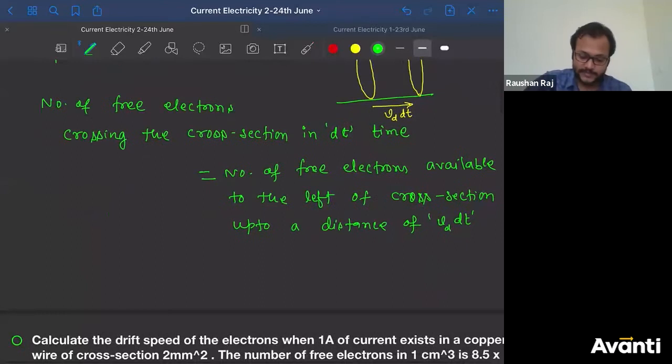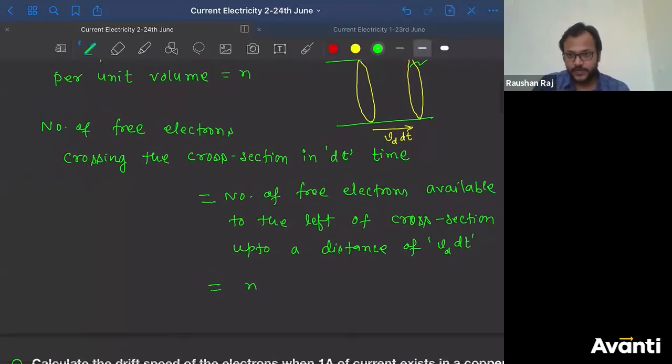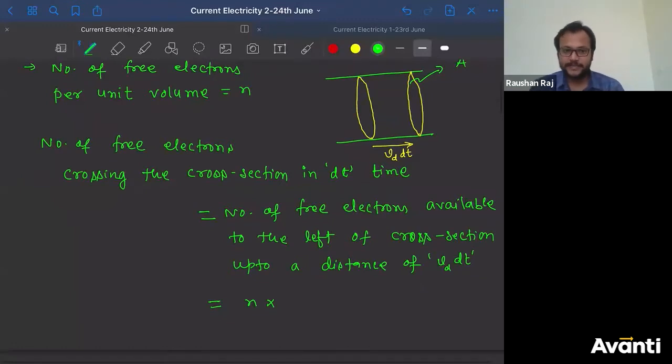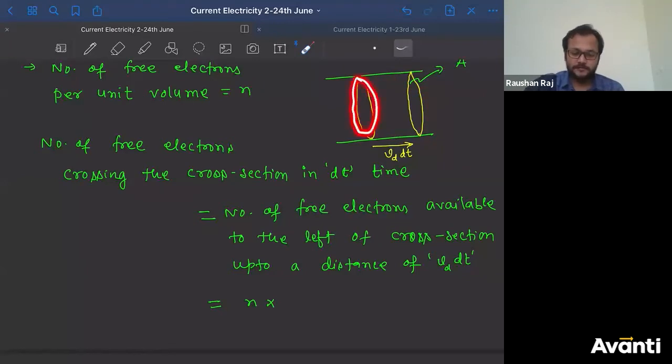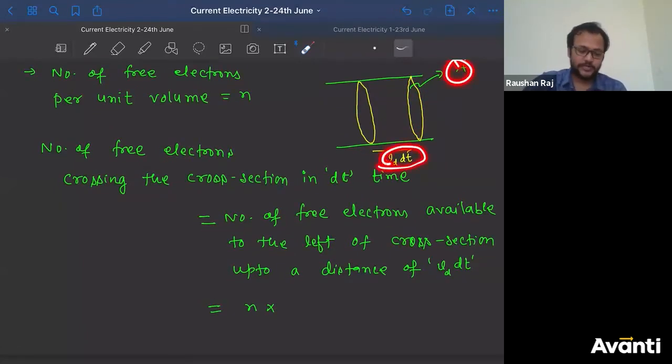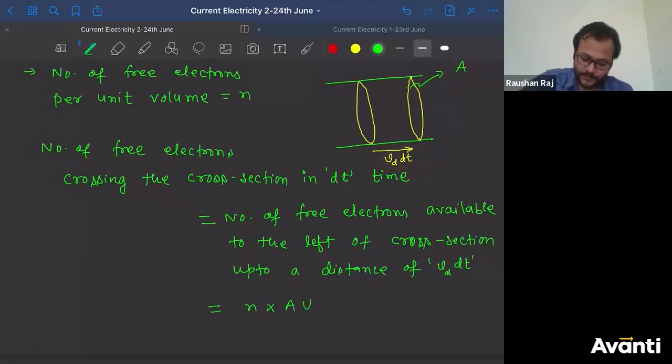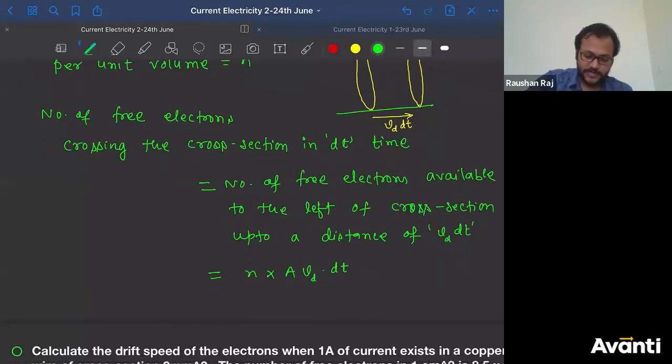So can I write this as number of free electrons will be equal to n into, this is what, number of electrons per unit volume. If I multiply the volume here, I'll get the total number. Tell me what is the volume of this part. What will be the volume? Come on guys. Yes, it will be a cylindrical form, right? So cross section area into the length of it. Cross section area is A, length is Vd into dt. I can write A Vd into dt. If I call this number of free electrons, it is this one.